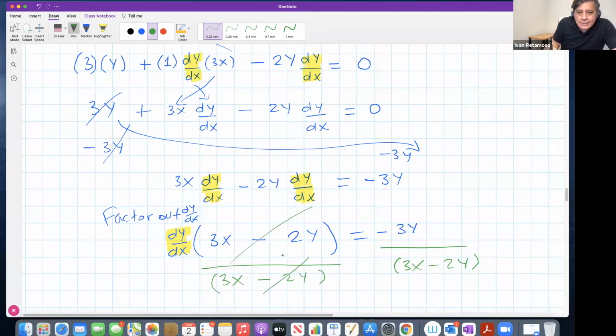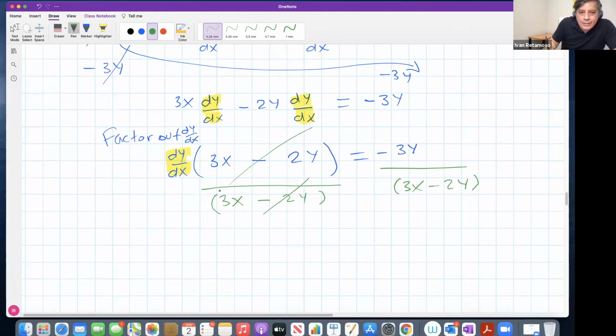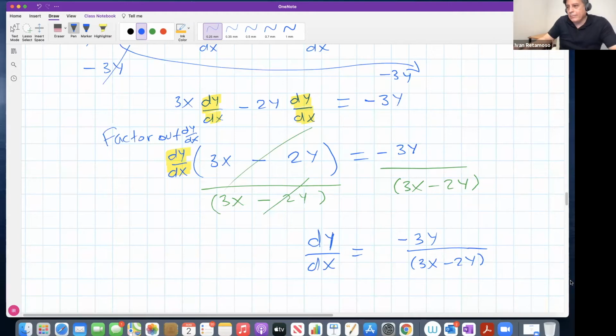Dividing those two, this cancels, and I am left with dy dx equal to what? Equal to minus 3y over 3x minus 2y. Allow me to keep the negative sign on the top because I'm going to do something that is going to help you with the multiple choices. Now, this is my answer.